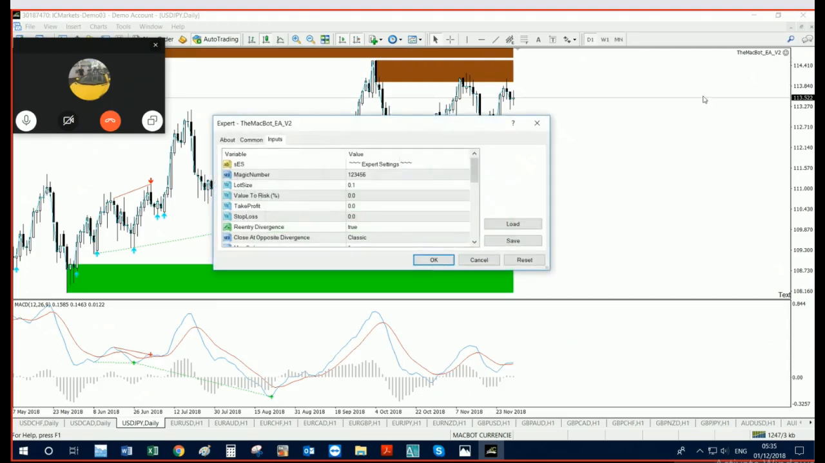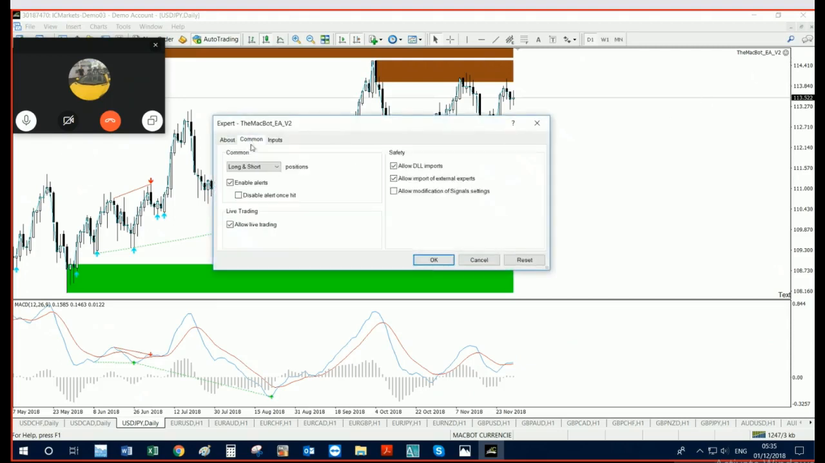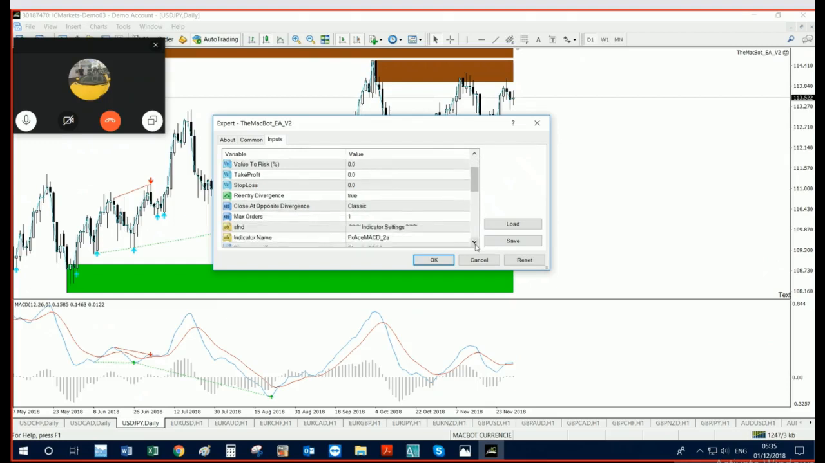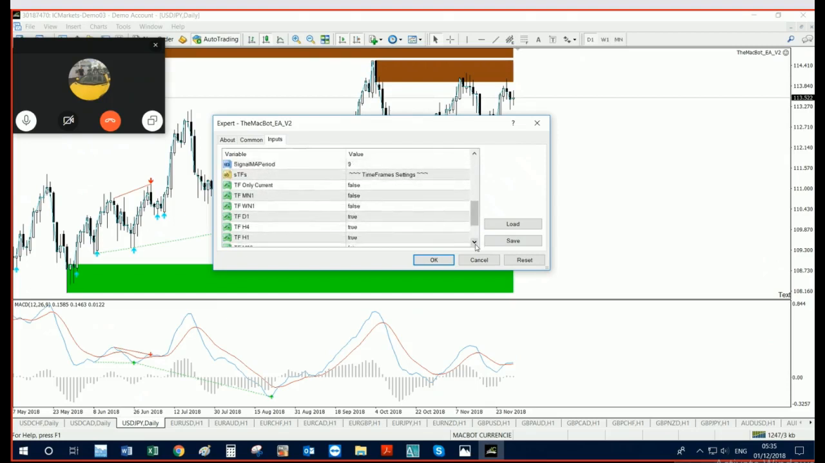So I'm coming to expert advisors, common, only shorting markets, inputs. I forgot to measure the... It's okay for swing trades because you'll have time to analyze. You have to watch every single day, at least you have plenty of time. So I'm just going to take signals from the 4 hours and the daily. The daily is going to be false. No, daily's true.